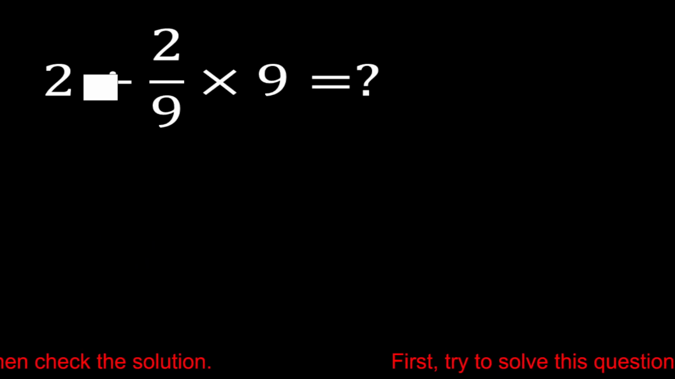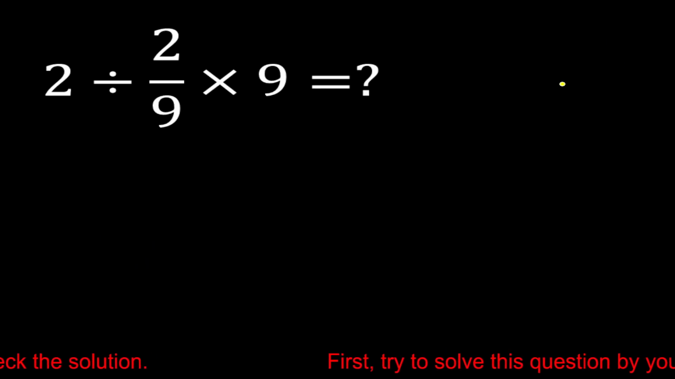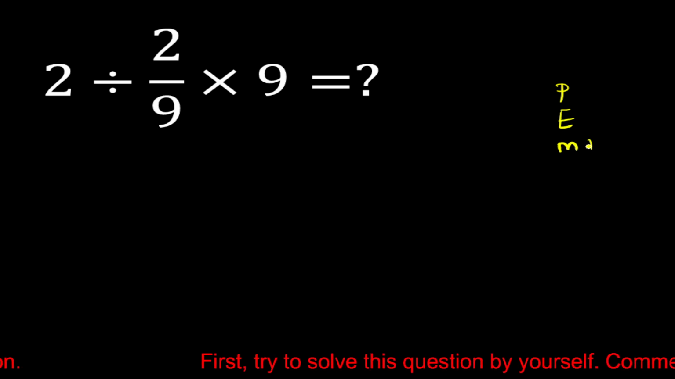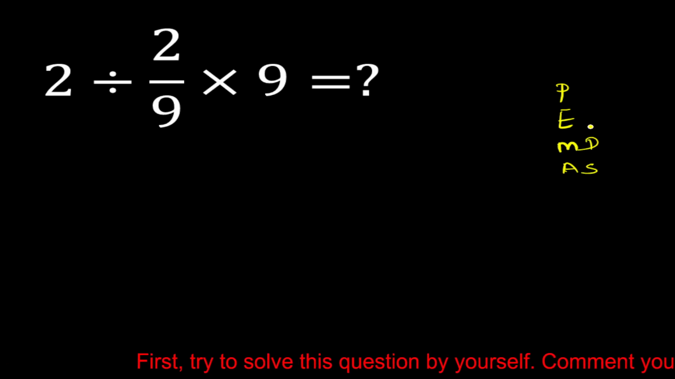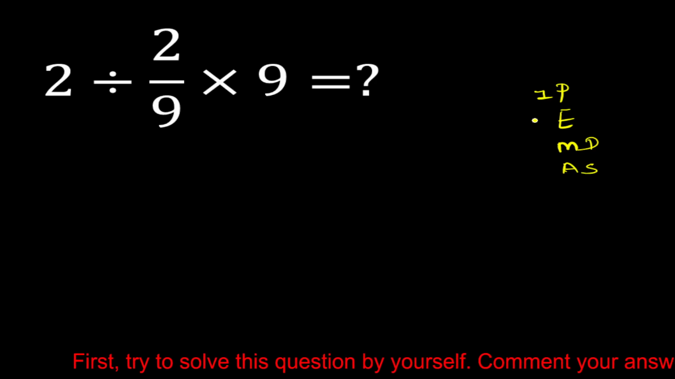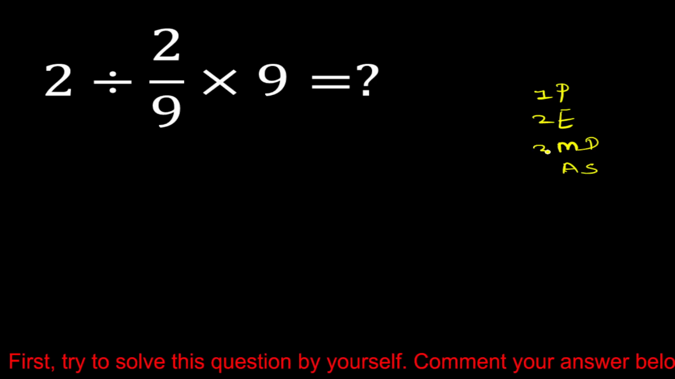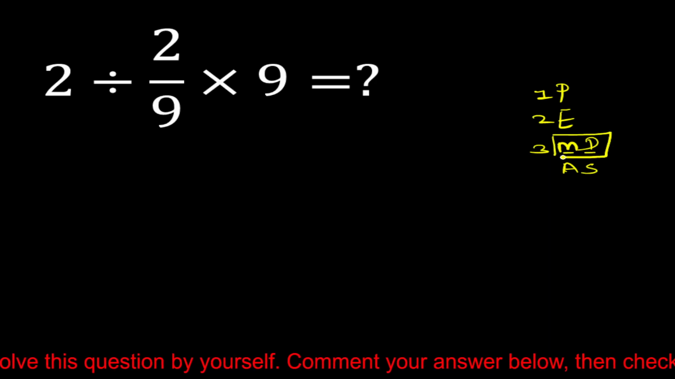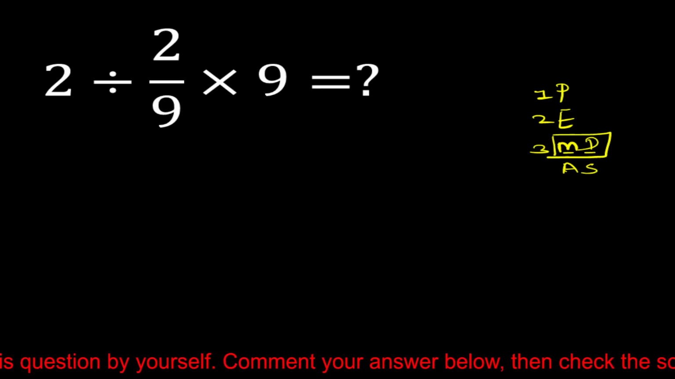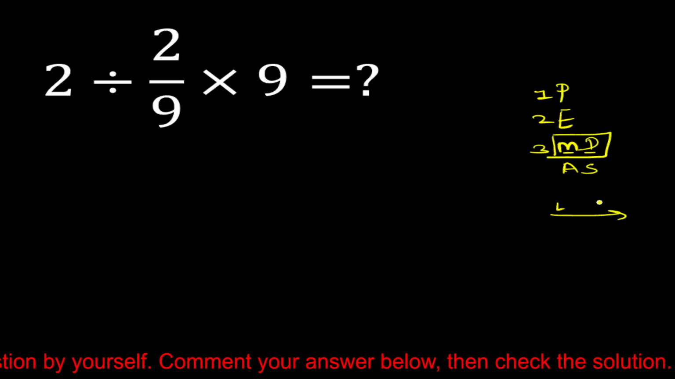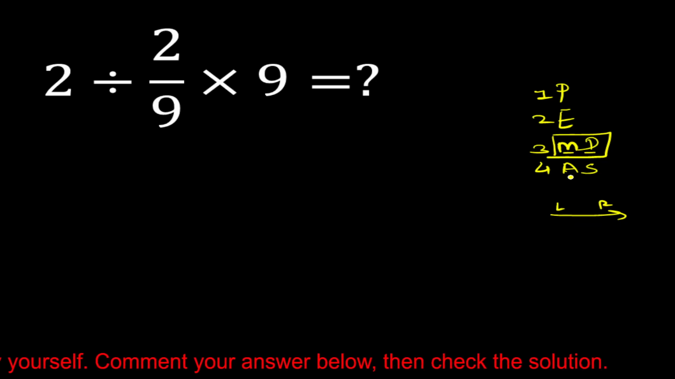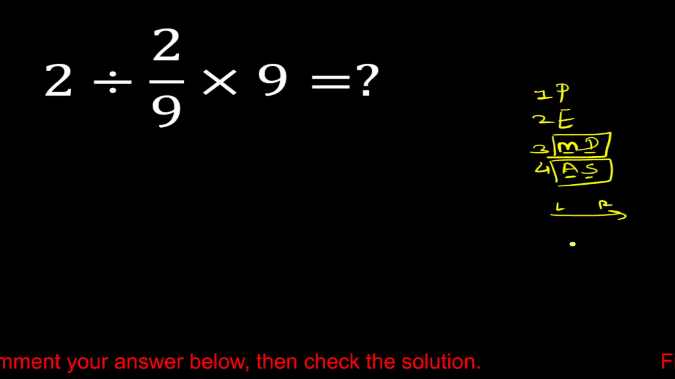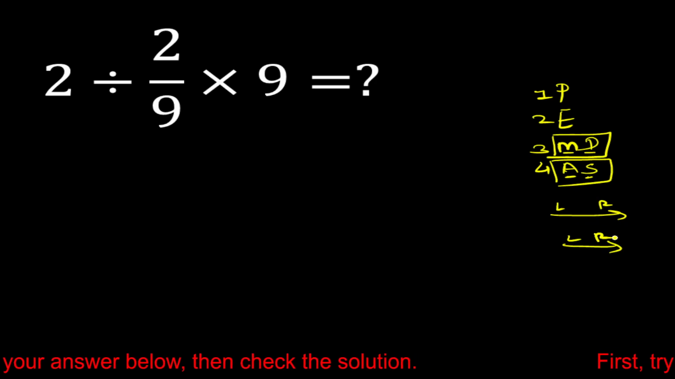Okay? PEMDAS. According to PEMDAS, first priority is parenthesis, second priority is exponents, third priority is multiplication and division. Here multiplication and division both have equal priority, so we have to solve it from left to right. Then fourth and last priority is addition and subtraction. Also addition and subtraction both have equal priority, so we have to solve it from left to right.